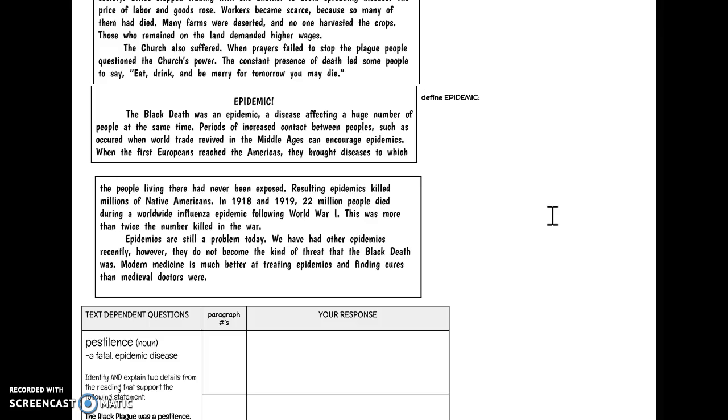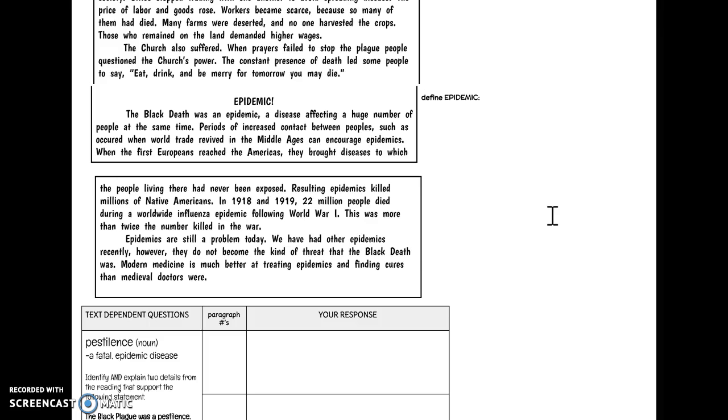Epidemics are still a problem today. We have had other epidemics recently. However, they do not become the kind of threat that the Black Death was. Modern medicine is much better at treating epidemics and finding cures than medieval doctors were.